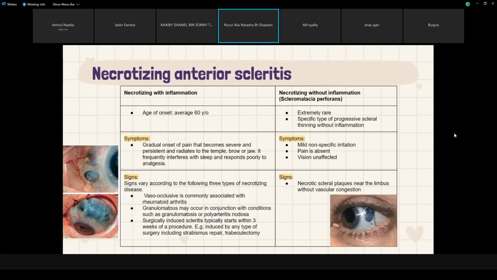For the necrotizing without inflammation, it is extremely rare and it is a specific type of progressive scleral thinning without inflammation. The symptoms include mild non-specific irritation, pain usually absent, and also vision usually unaffected. The signs include necrotic scleral plaque near the limbus without vascular congestion. Next, please.